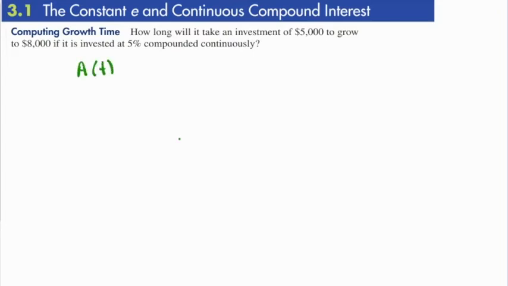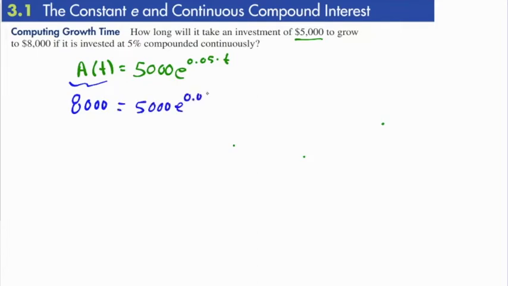So we'll write our function A(t) equals, the investment is 5,000, so that's our P-value, times e to the 0.05, that's 5%, times t, which is our time that we don't know yet. And it's asking how long will it take for it to be worth 8,000. So we would like to replace the A(t) with 8,000. And now we want to solve for t.